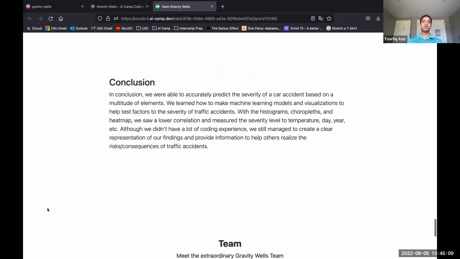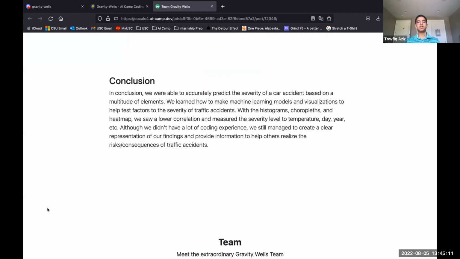In summary, we were able to accurately predict the severity of car crashes based on various factors. In the beginning, we didn't have much programming experience, but we learned how to build machine learning models and visualizations to test traffic accident severity factors. Histograms, choropleths, and heat maps were used to measure severity, with less correlation with temperature, day, year, etc. We were able to articulate and report our findings as well as identify the consequences of traffic accidents.